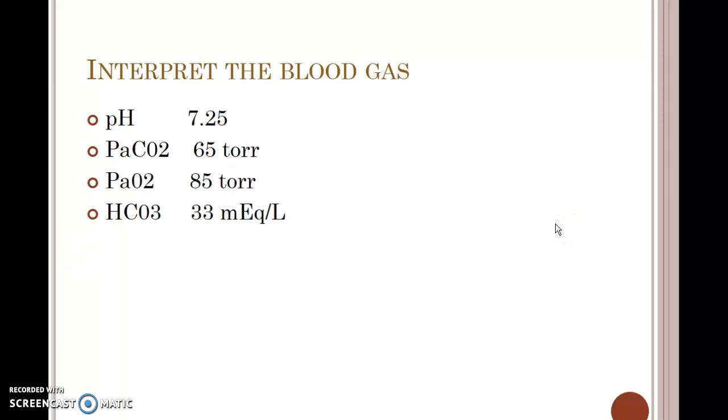The last blood gas has a pH of 7.25, a PaCO2 of 65 torr, a PaO2 of 85 torr, and a bicarb of 33 milliequivalents per liter. Go ahead and interpret that blood gas. This one is a partially compensated respiratory acidosis. If this patient was on a mechanical ventilator, I would increase the respiratory rate or the tidal volume to try to blow off more of that CO2.